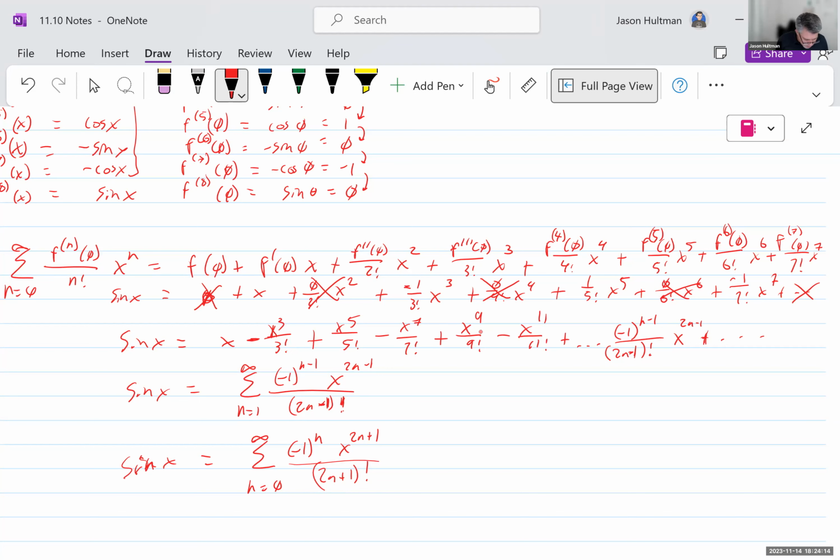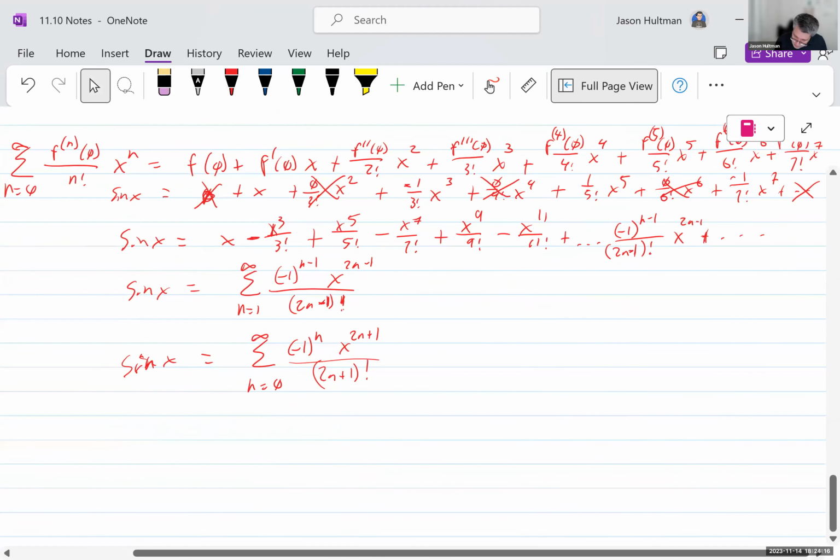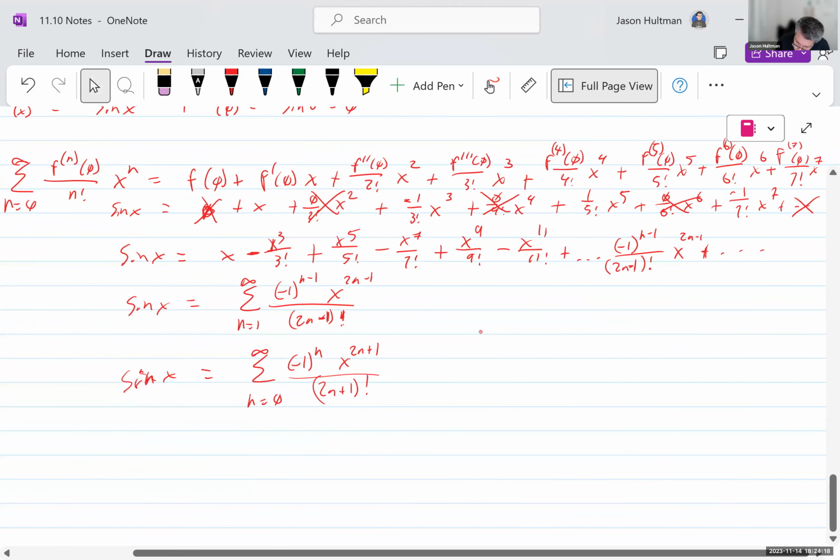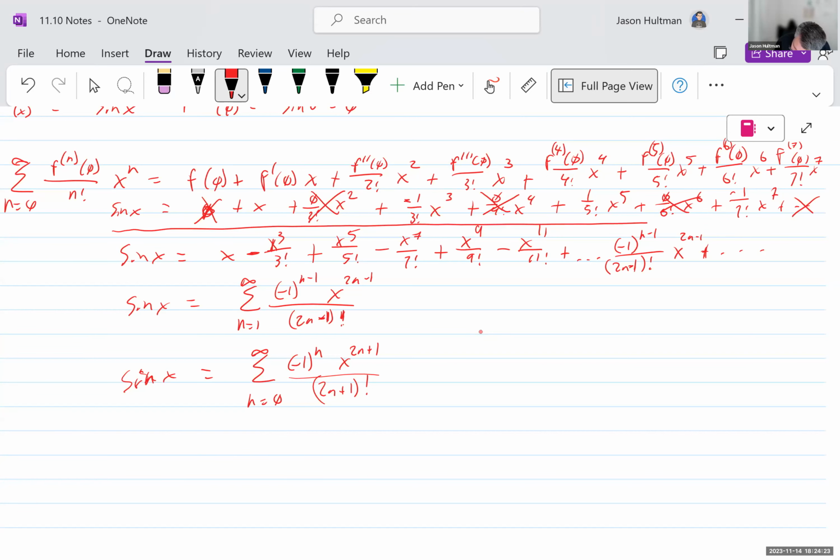Okay, so that's sine x. Sine x is approximately this. I'm going to block it like so. Because it's more helpful to us looking at the polynomial than it is looking at the summation notation. I'm going to put in a little or there.